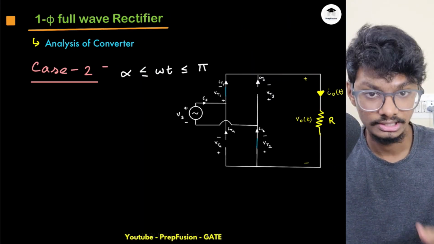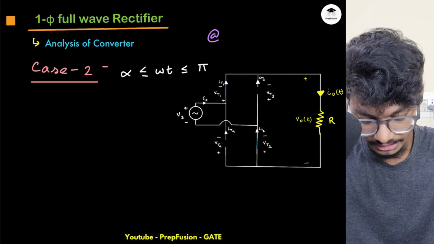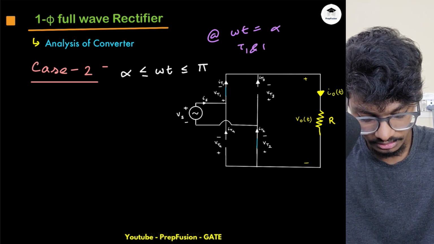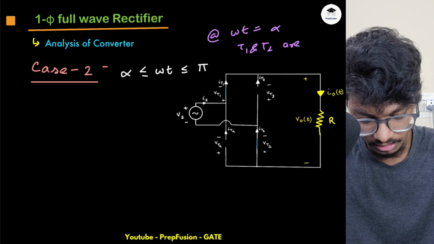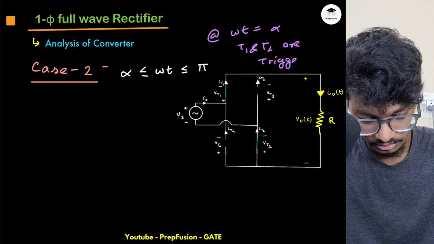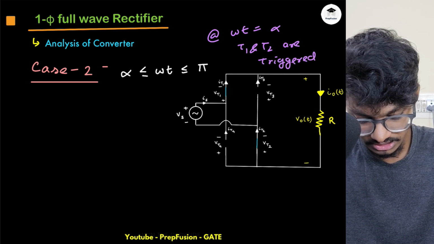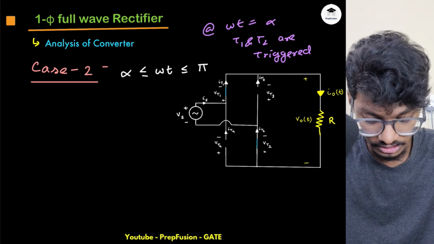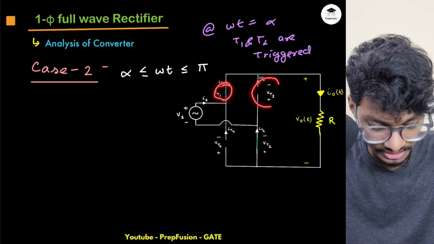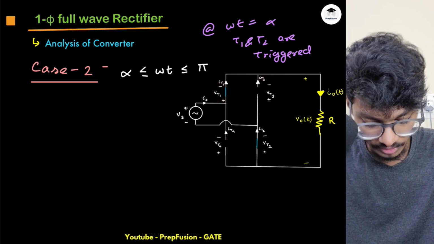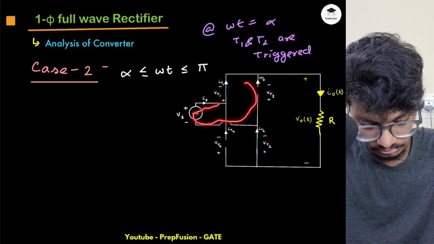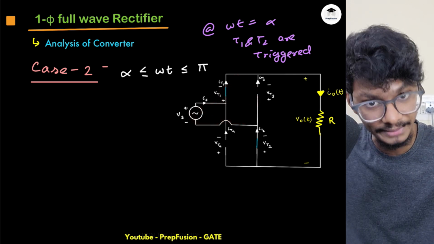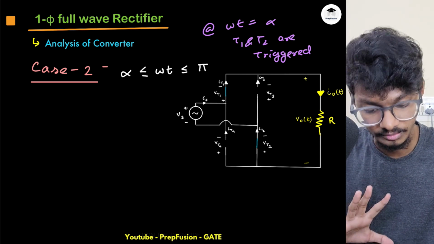Now next, at omega t equals alpha, T1 and T2 are triggered. As soon as T1 and T2 are triggered, these two SCRs turn on. What is my VT3? What is my VT4? If I apply a KVL, I can directly write it. There was a bit of confusion earlier, and now the confusion will be cleared here.